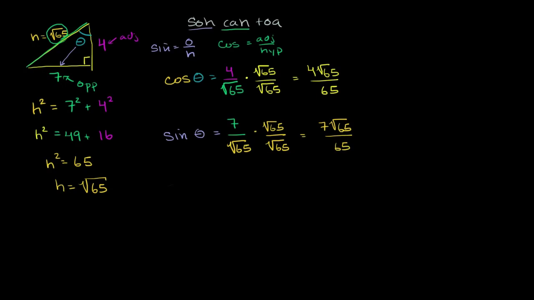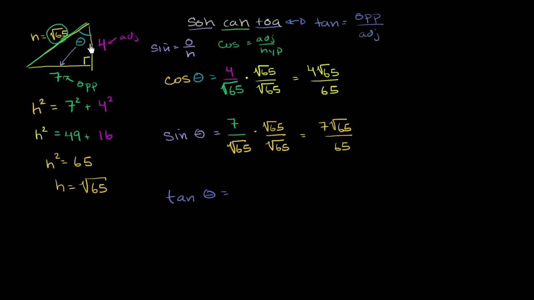Now let's do tangent. So if I asked you the tangent of theta, once again, go back to SOH CAH TOA. The TOA part tells us what to do with tangent. It tells us that tangent is equal to opposite over adjacent. So for this angle, what is opposite?